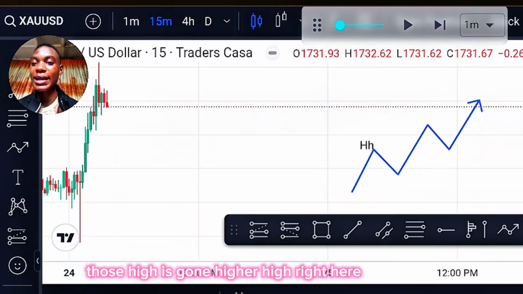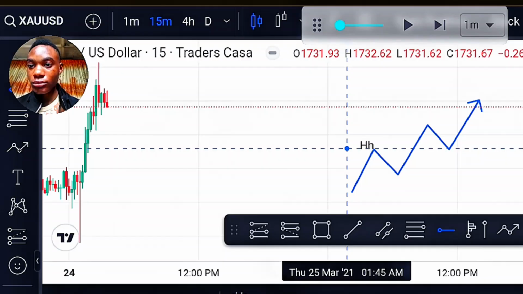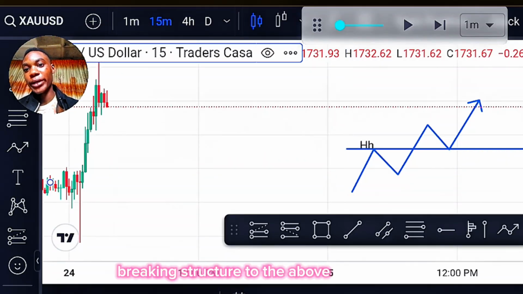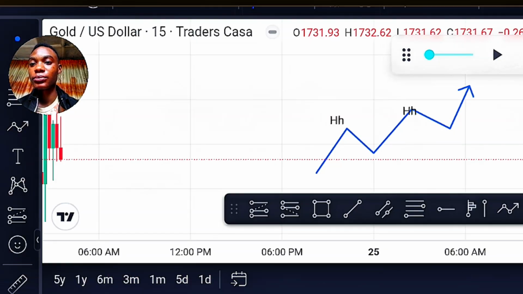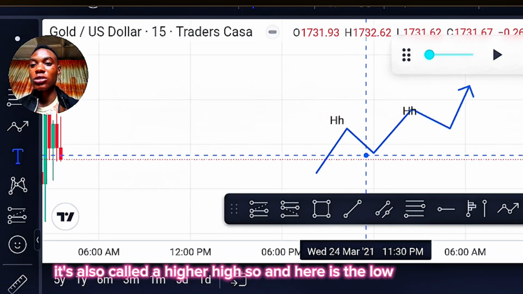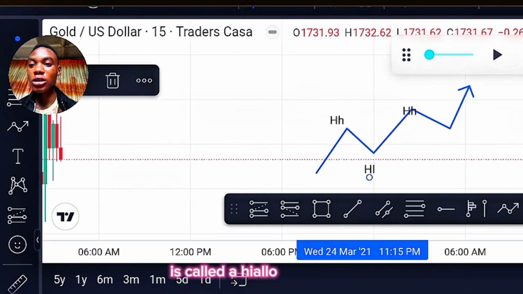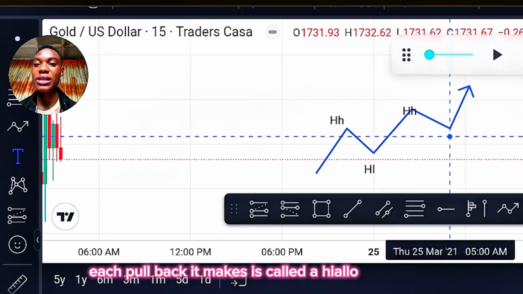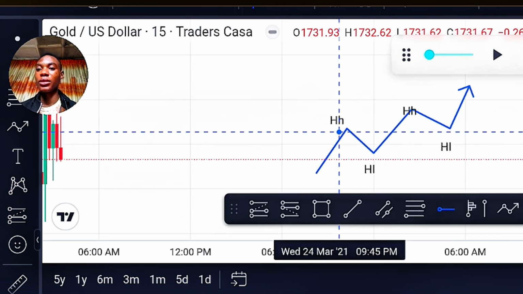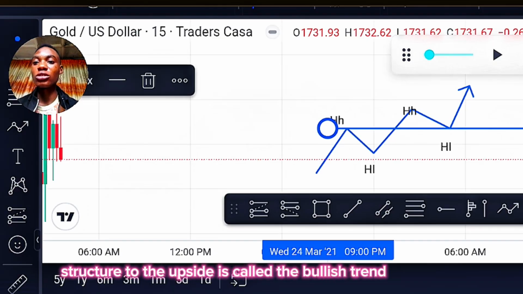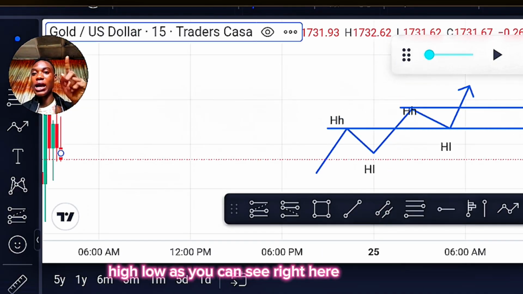Those highs are called higher highs. That high is called a higher high. Breaking structure to the upside, that one is also called a higher high. And here is the low, it's called a higher low. Each pullback it makes is called a higher low, guys. So when the market is breaking structure to the upside, making higher highs and higher lows, it's called a bullish trend.